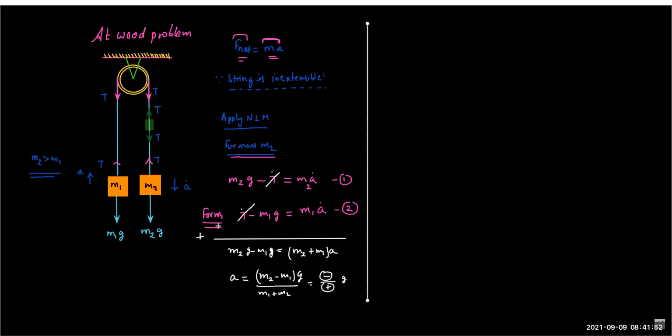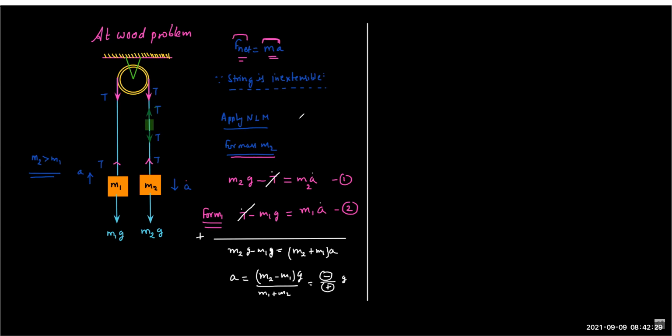So in the atwood problem, the expression turns out to be a very simple expression, which simply says it's the difference of mass multiplied by g upon sum of mass. So now the other variable is called tension. To get the value of tension, which is also very important, we need to substitute the value of A, which we have got, into any of the equations.